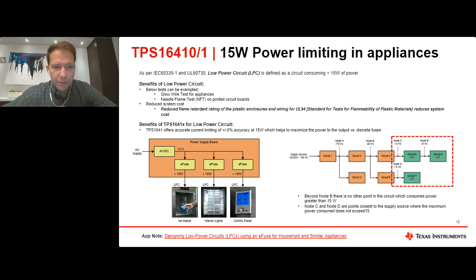So what's really the benefit of the TPS1641 with this less than 15 watt power limiting? Really, it comes down to the accuracy of the 1641. So it can provide accurate current limiting or power limiting, plus or minus 5% at 15 watts. So really what this can do is help to maximize the amount of power you can deliver to your output. So as things become more powerful or maybe need higher power, the TPS1641 ensures that you can maximize the amount of power you can deliver to your output.